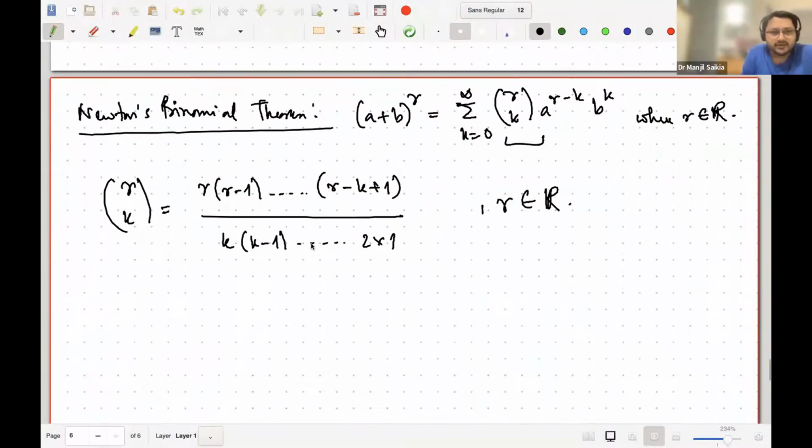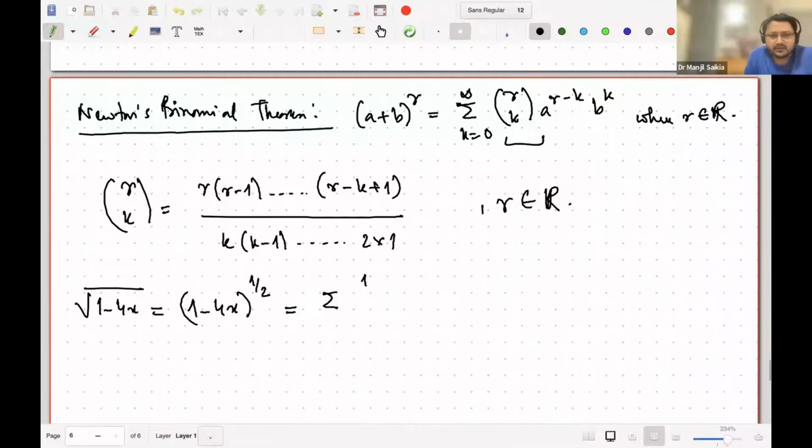And if you use Newton's binomial theorem to expand now root over 1 minus 4x, so this is nothing but 1 minus 4x to the power half. Half is a real number. So this is now, if you just put in here, just the sum of half choose k times minus 4x to the power k, and k going from 0 to infinity.